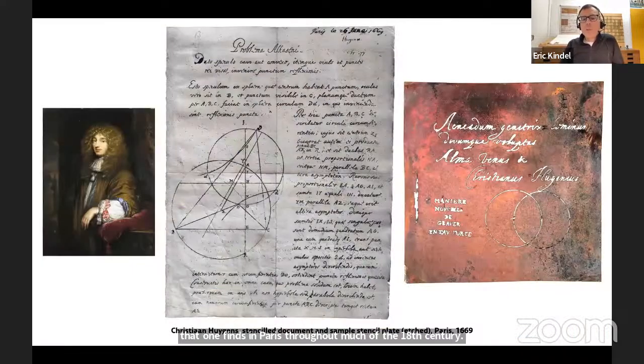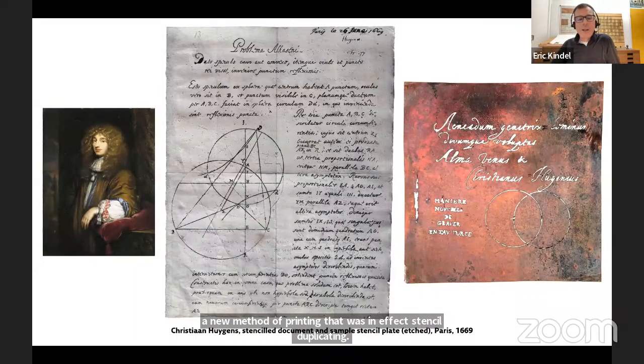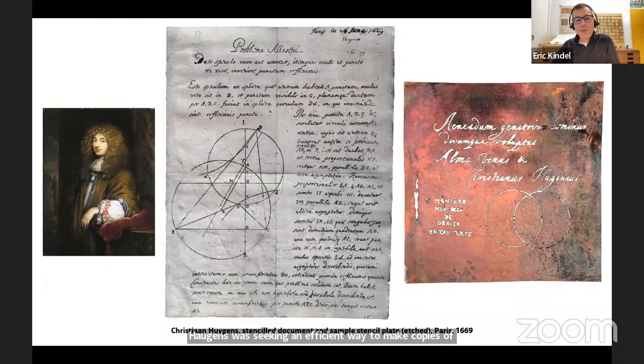Stenciling was also taken seriously by individuals concerned with scientific matters. Thus, at the Royal Academy of Sciences in Paris, at exactly the time early stencil books begin to appear in the second half of the 17th century, we find the Dutch natural philosopher Christian Huygens testing a new method of printing that was in effect stencil duplicating. Huygens was seeking an efficient way to make copies of his own handwriting and diagrams. And here's a surviving document in the middle that he made to prove that his method worked alongside, on the right, the oldest surviving metal stencil I'm aware of.